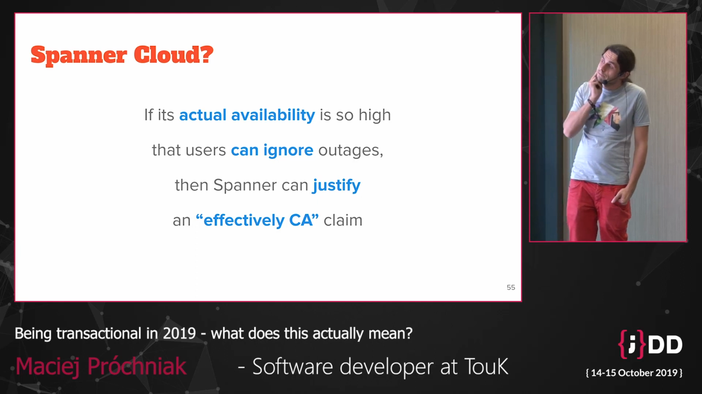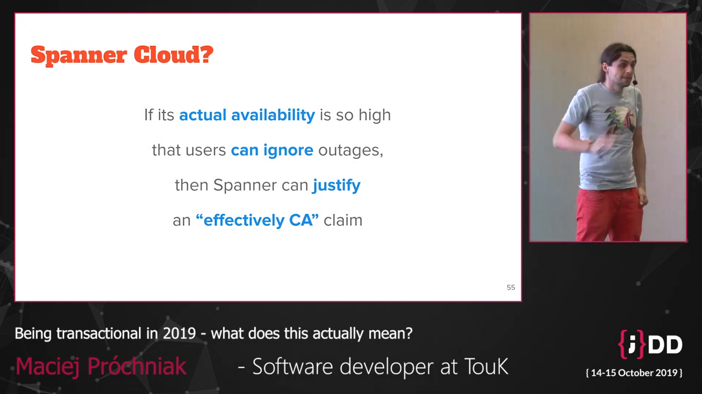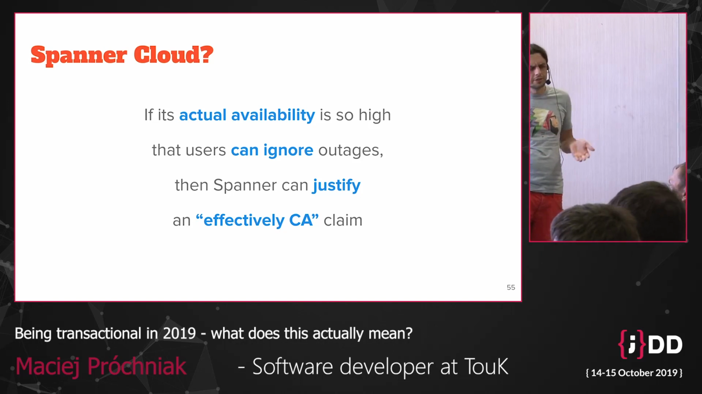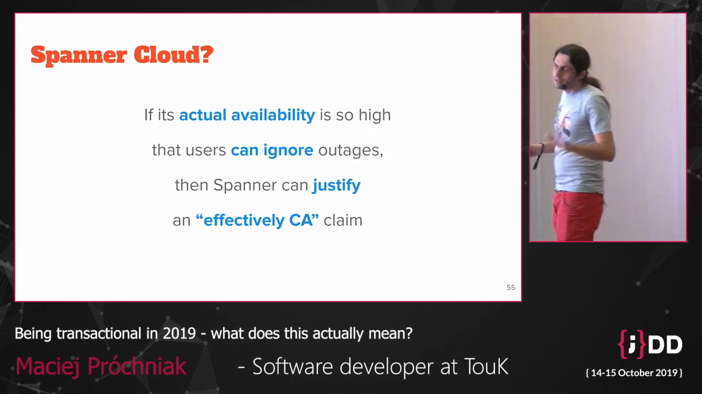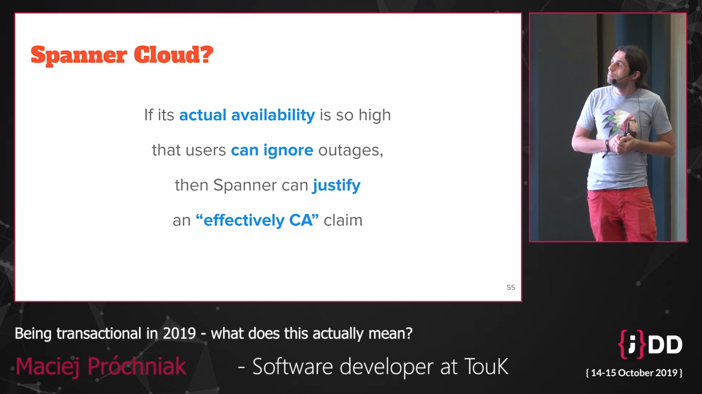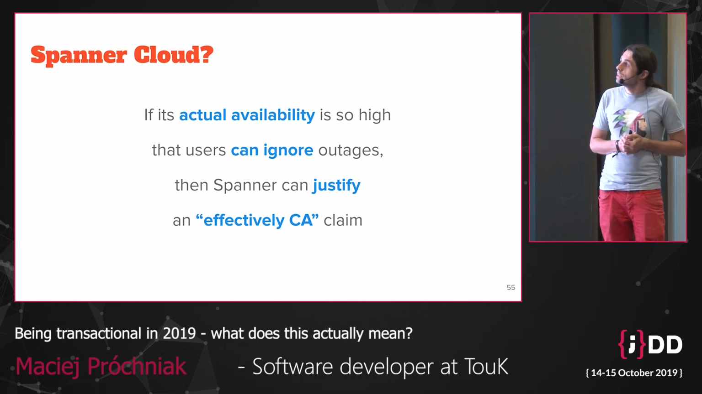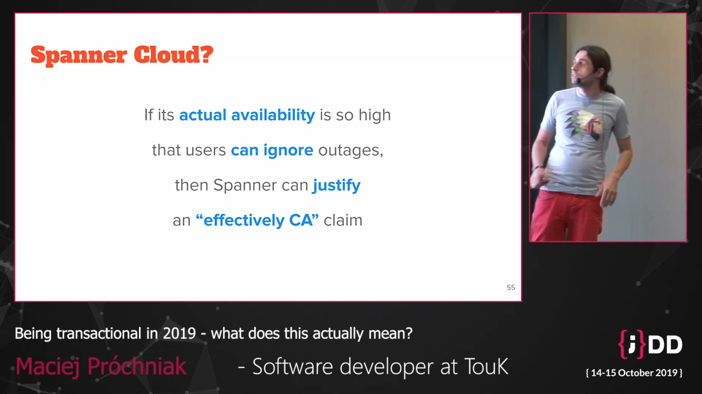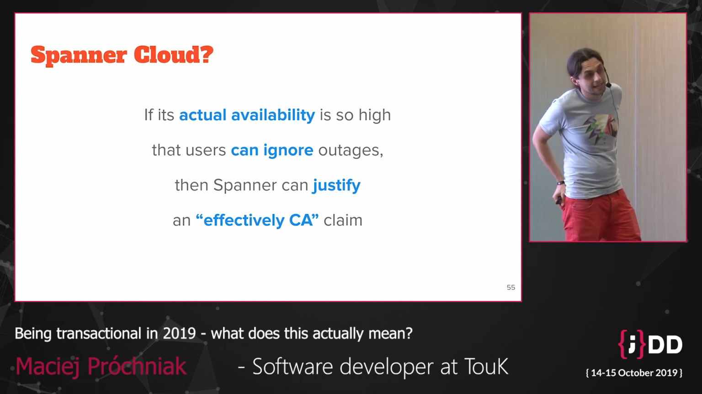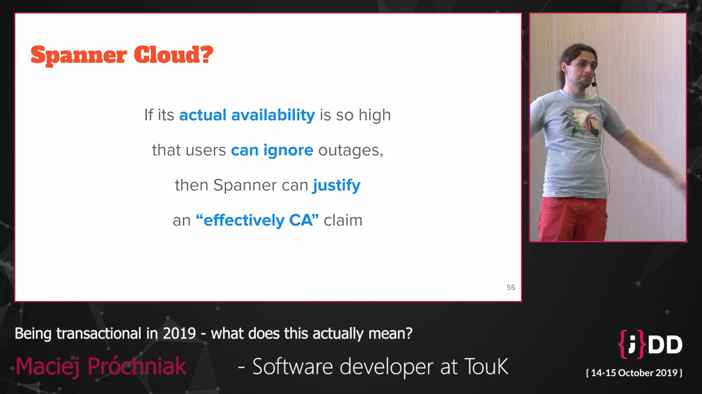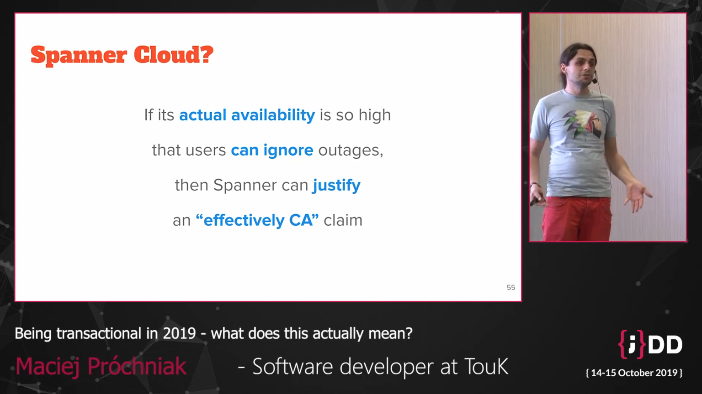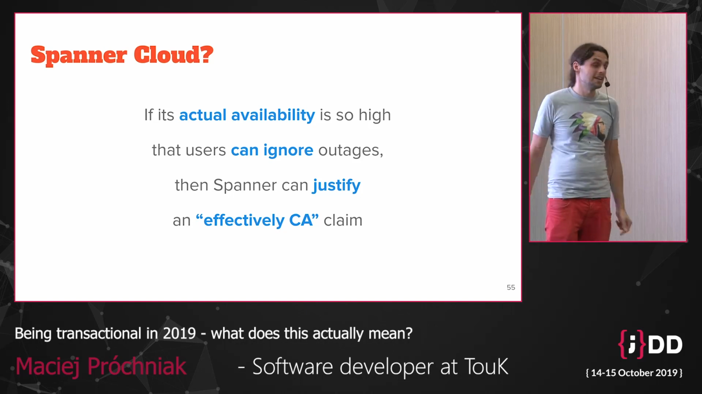And about availability, this is another interesting claim. This is from a paper by Eric Brewer, who is the author of CAP theorem. Well, he works at Google at the moment, so, well, but still, we can believe him. And he says, if the actual availability is so high that users can ignore outages, then Spanner could justify effectively CA claim. So he says, okay, in theory, partitions will happen. But at Google, they are so rare that we can ignore them and say we are consistent and available.